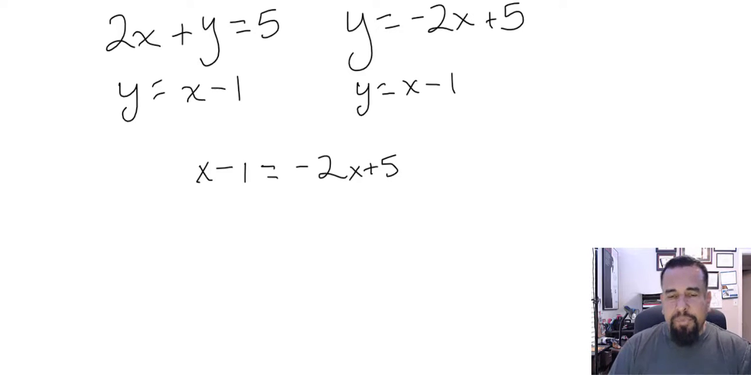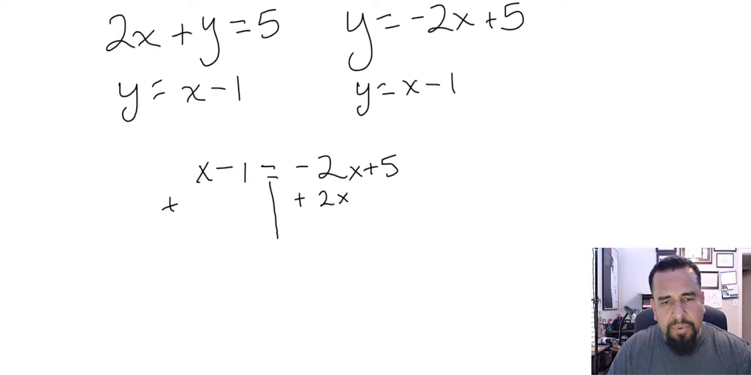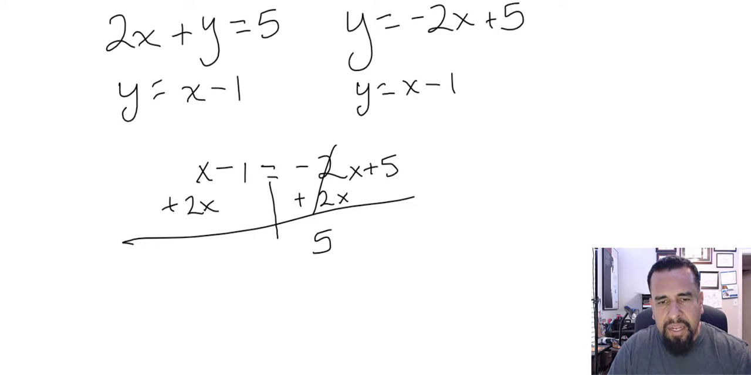At this point, all I need to do is combine like terms. I like to move the smaller ones with the larger ones. Obviously this is smaller because it's negative. So we're going to add 2x here, add 2x here. This eliminates this right here, leaving the 5 behind. Remember, this right here is my equal sign. And this right here becomes x plus 2x, which gives me 3x, and I have the minus 1.